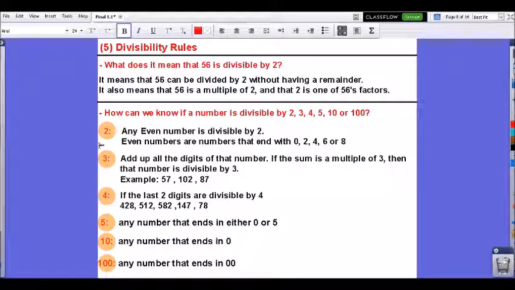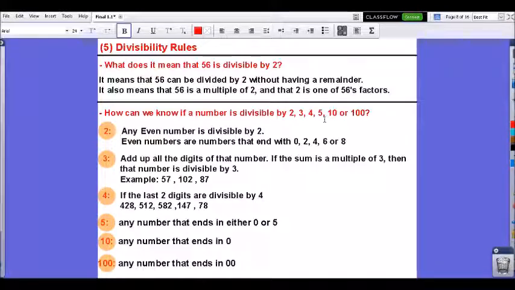To know whether a number is divisible by 2 or not, you just need to know that any even number in the world is divisible by 2. And even numbers are numbers that end with 0, 2, 4, 6, or 8.